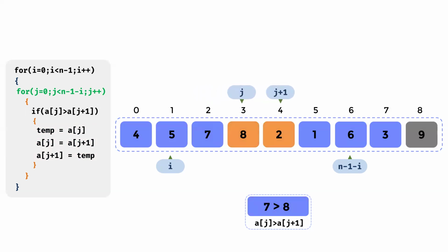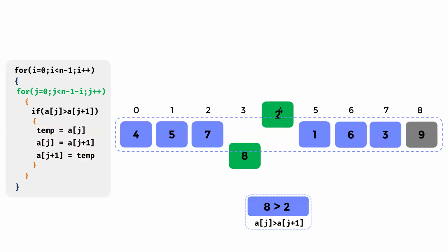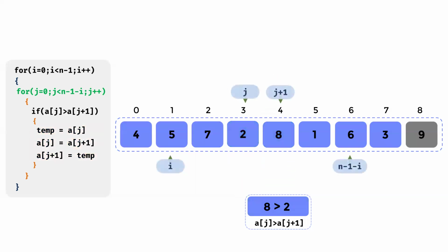Okay, done. So now, do we have to swap? They need to swap, sir. 2 and 8. Yes. The condition is true. 8 is greater than 2, so we need to swap them, right? Done. Now 8 and 2 are swapped. Next, should we swap or not? 1 and 8. Yes, we have to swap.